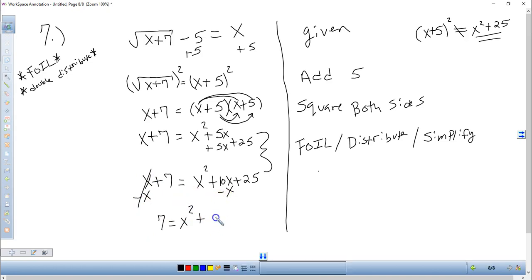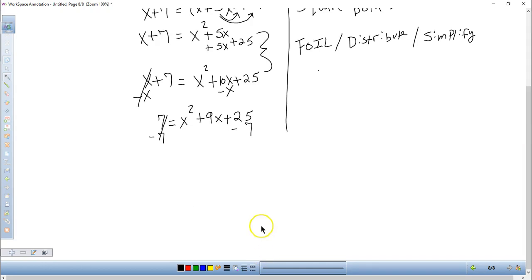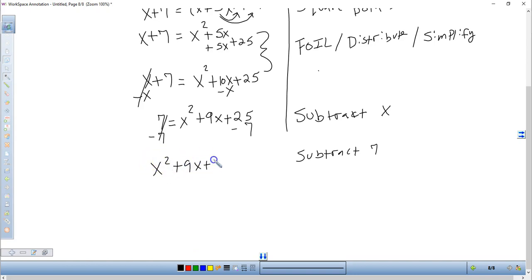Oops, sorry about that. 10 minus x, that's 9x, plus 25, minus 7. So first we subtract x, and then we're going to subtract 7. So I've got x squared plus 9x plus 18 is equal to 0.